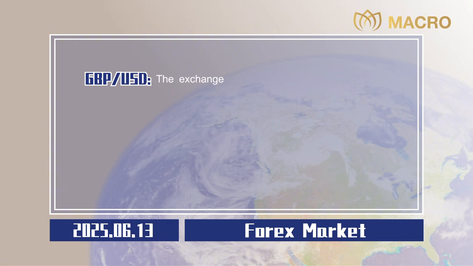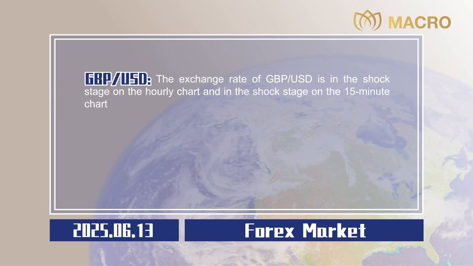Pound sterling to US dollar. The exchange rate of pound sterling to US dollar is in the shock stage on the hourly chart and in the shock stage on the 15-minute chart, with a shock range of 1.3522 to 1.3578.